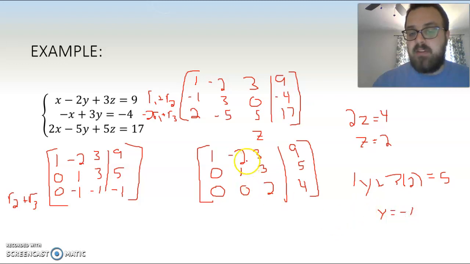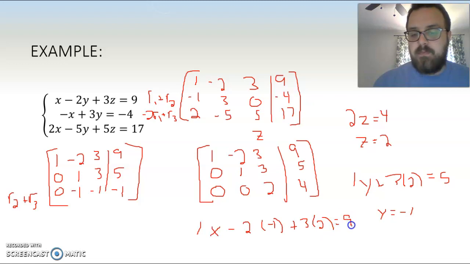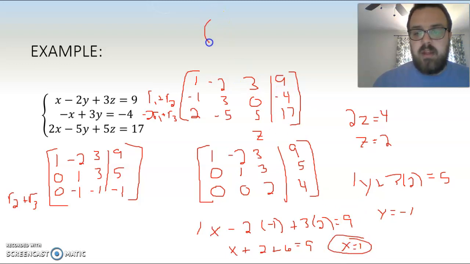And then I can plug both those into the top equation and get that 1x minus 2 times -1 plus 3 times 2 should equal 9. And if I solve that, I'm going to get that x plus 2 plus 6 equals 9. So x is going to equal 1. And so my final answer to this system would be 1, -1, and 2.